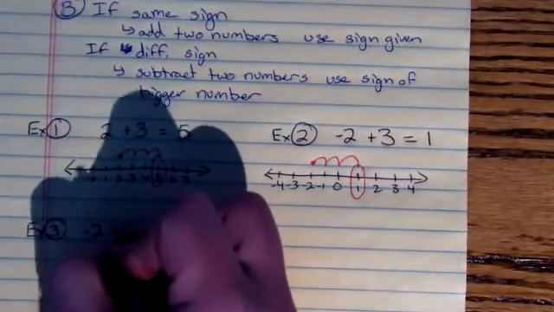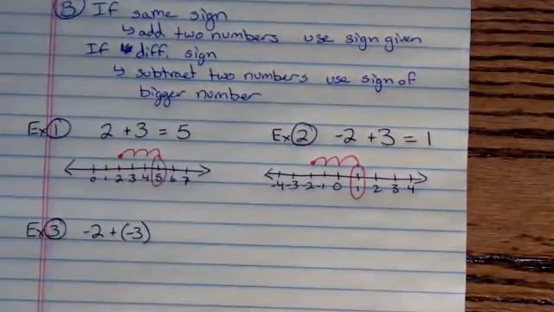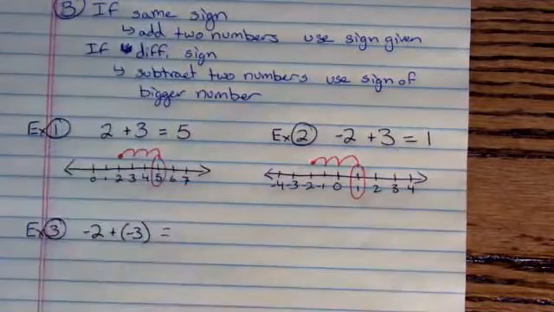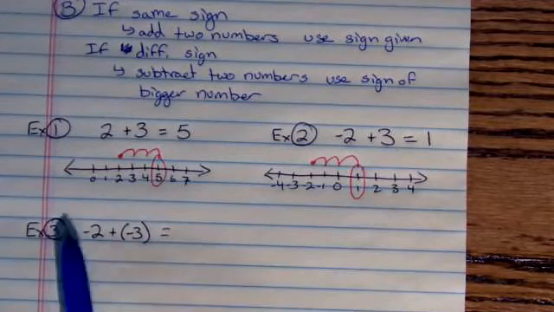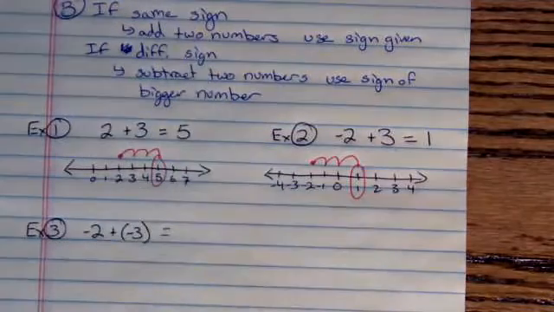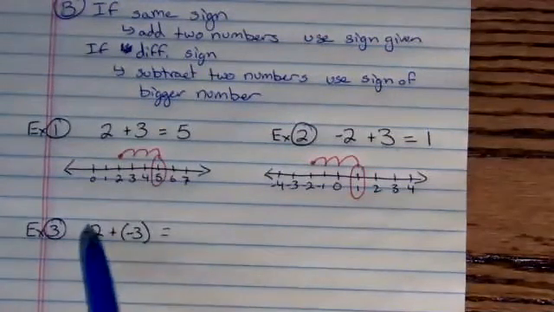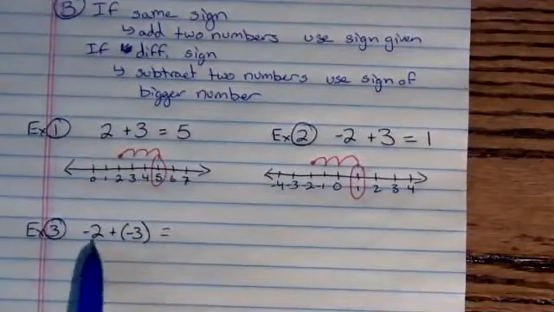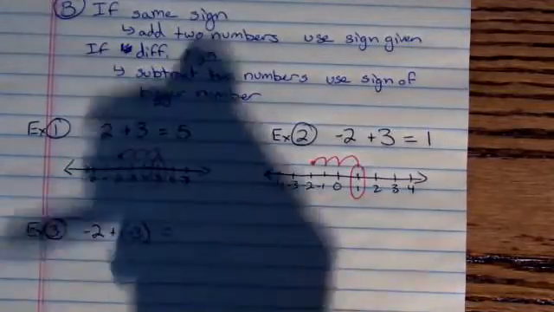-2 plus -3. Well, let's use the rules. So we're going to use these rules here. Do they have the same sign or different signs? Well, this one's negative. This one's negative. So that means they have the same sign. They're both negative. So let's just add the 2 numbers. So ignore the signs right now. Well, 2 plus 3 we know is 5.